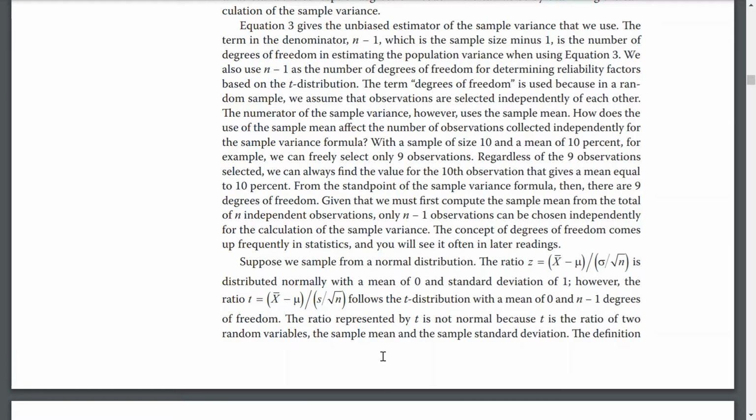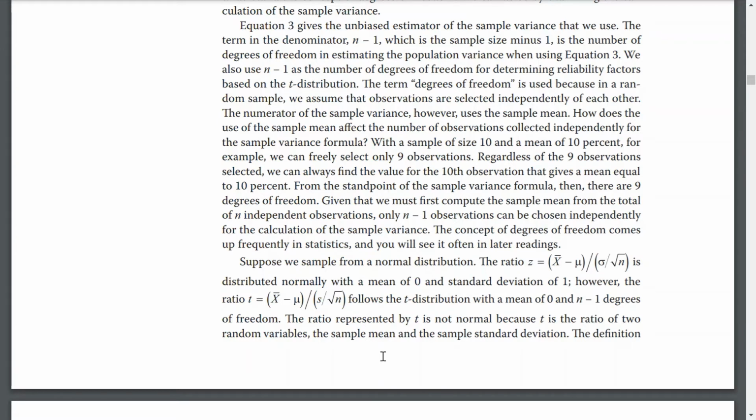We can always find a value of the 10th observation that gives the mean equal to 10%. From the standpoint of the sample variance formula, then, there are 9 degrees of freedom. Given that we must first compute the sample mean from the total of n independent observations, only n minus 1 observations can be chosen independently in the calculation of the sample variance. The concept of degrees of freedom comes up frequently in statistics, and you will see it often in later readings.